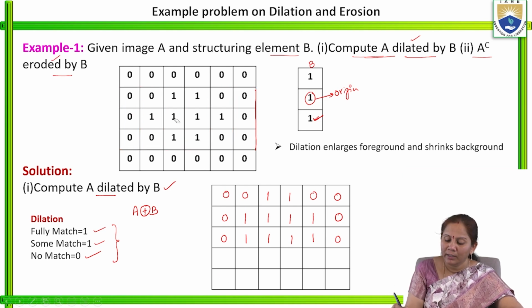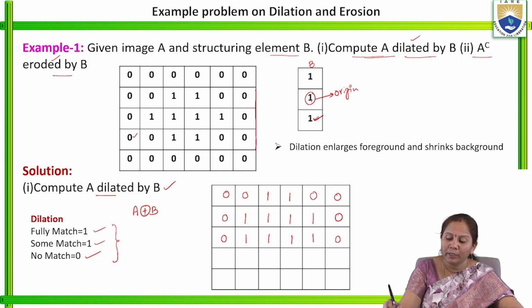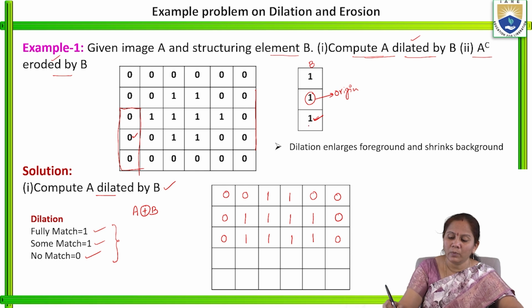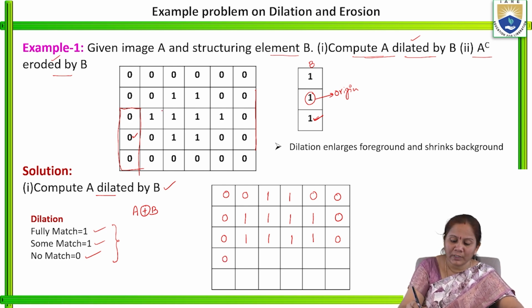Similarly, in order to find the next element, that is the first element, we need to keep the center, that is the origin of the structuring element, on this pixel value, such that the mask looks like this and this becomes the center pixel. So here 1, 1, 1, all the elements in A are 0. So there is no match. We have to put the value as 0. And shift the mask towards right.